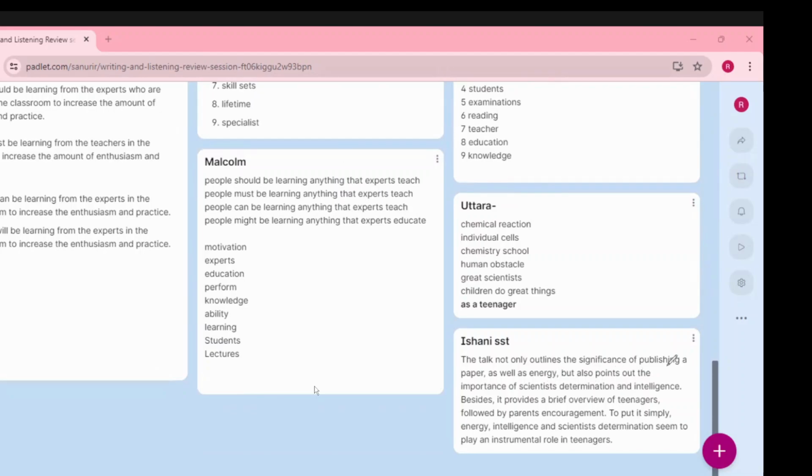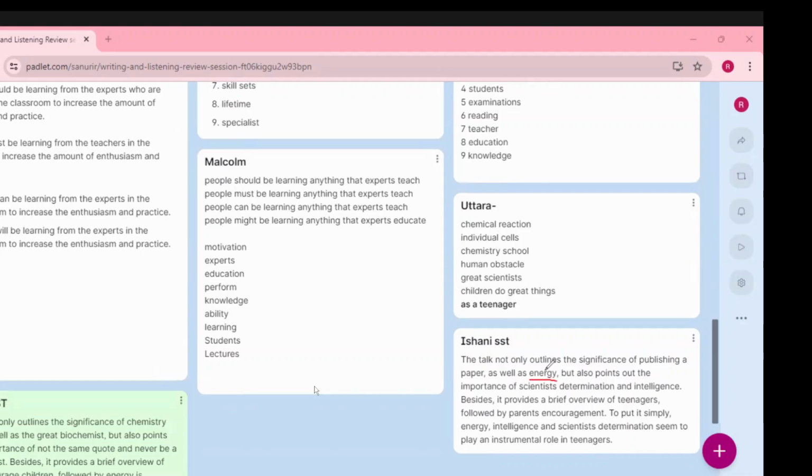Ishani, can you hear me? Yes, ma'am. So, Ishani, first chunk, that's correct. Publishing a paper, correct. As well as energy, only one word. You have to use chunks. Okay, we want only 6 chunks. Chunks means a collection of words. You have to have at least 2 words for one blank.